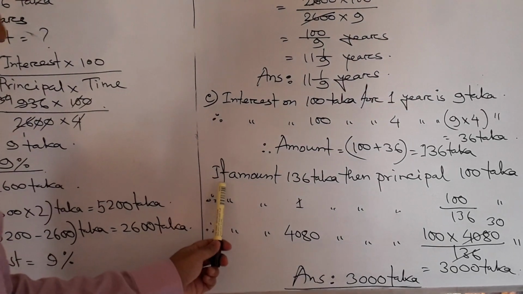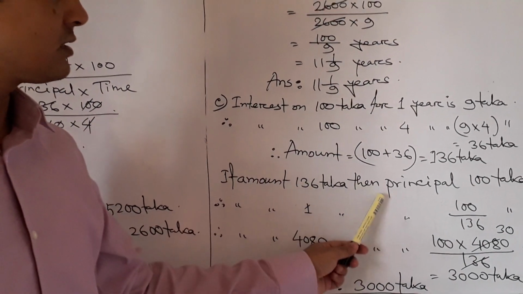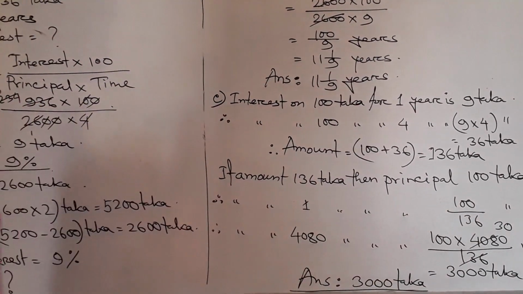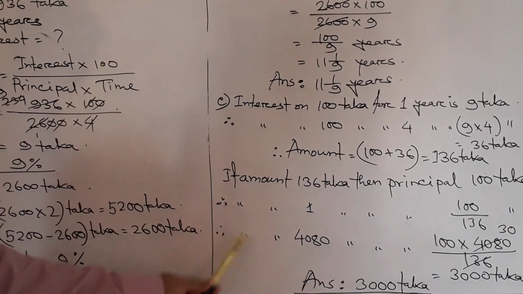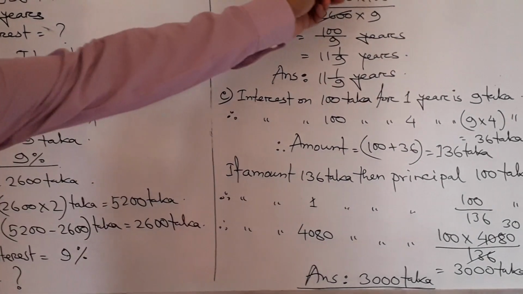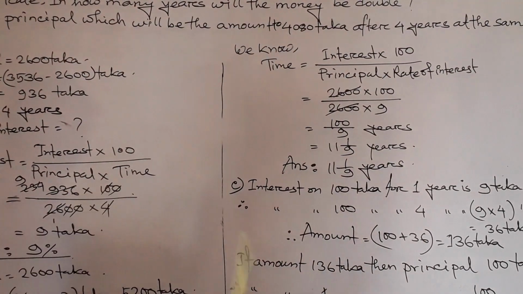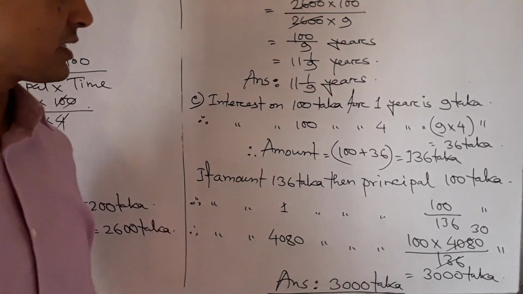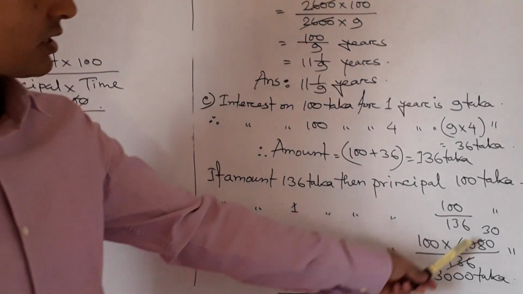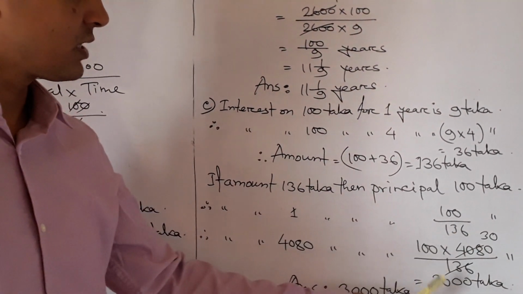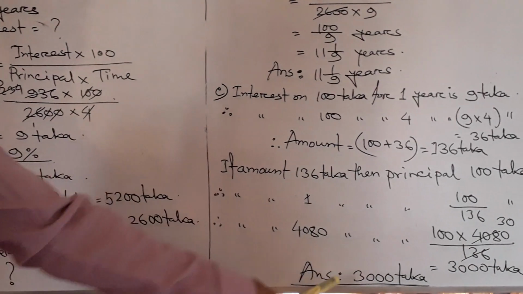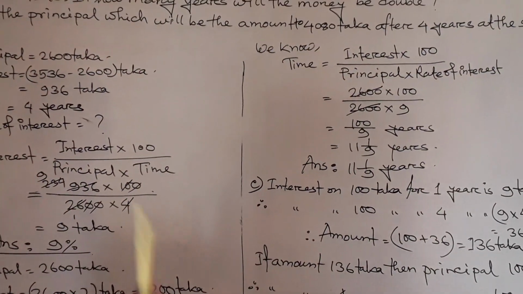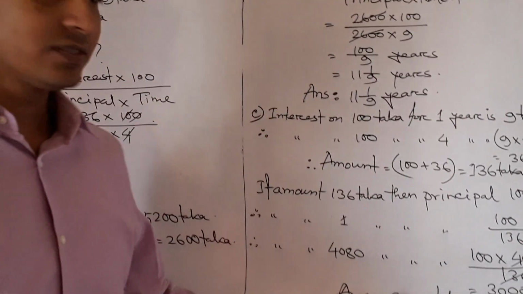So if we write down the amount 136 taka, then principal is 100 taka. So for amount 1 taka, principal is 100 by 136. The amount is 4,080 taka, that is the given condition. So 100 multiplied by 4,080 divided by 136. Now we cut, then 30 multiplied by 100, 3,000 taka. So 3,000 taka is the principal when amount is 4,080 taka after 4 years. So answer: 3,000 taka.